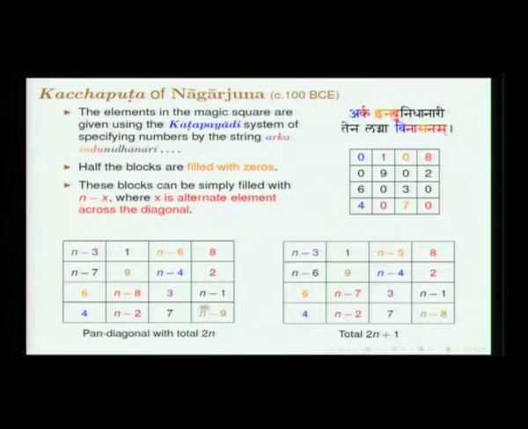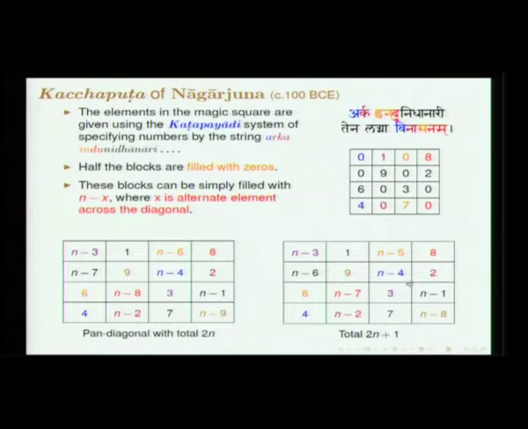So here, if you want to get the sum as 2n plus 1, then all that you need to do is, instead of n minus 8, you have to have n minus 7, and appropriately filling this, you will be able to construct a magic square, provided you know this mnemonic in your mind, that is all.